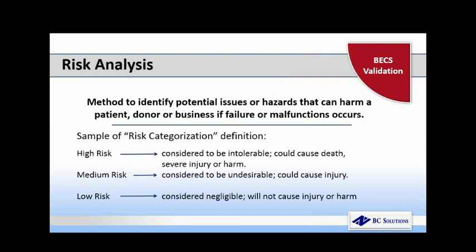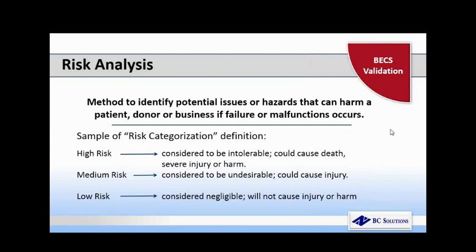The next element that should be available is part of your computer system validation, and this is going to also interrelate with your requirements and with your validation plan, and ultimately with later parts of the validation that we're going to talk about, will be a risk analysis. Now, a risk analysis is a method of identifying potential issues or hazards that can harm a patient, donor, or business if failure or malfunction occurs. A risk analysis for a blood establishment computer system validation needs to be documented, and it does need to be performed. You do need to, in your validation plan, develop what sort of risk analysis you're going to do.